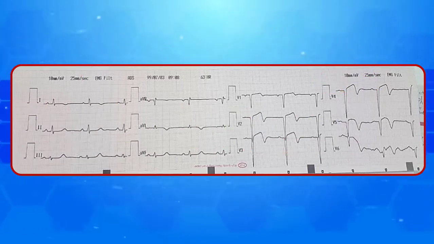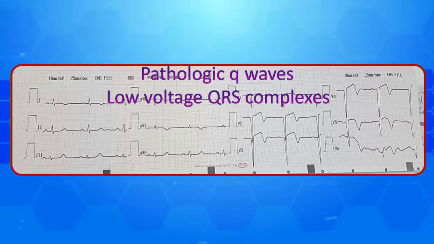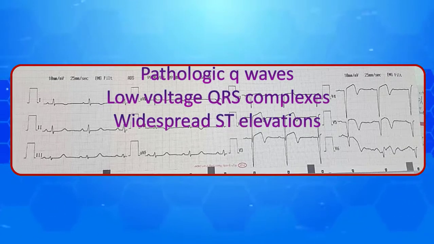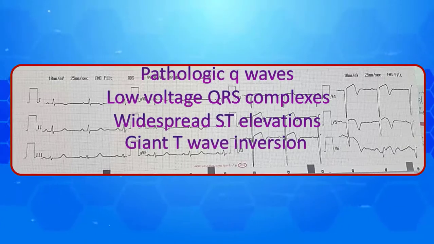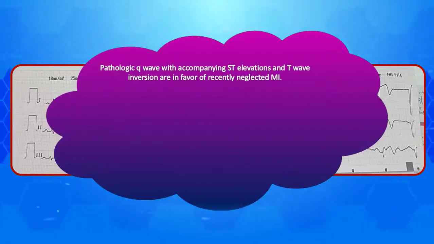To make a perfect interpretation, we are supposed to list the abnormal findings first. In this strip, the abnormal findings are negative concordance due to pathologic anterior Q waves, low voltage complexes in limb leads, widespread ST elevations with coexistent giant T wave inversion in precordial leads, and slightly prolonged QT interval. As we already said, pathologic Q waves with accompanying ST elevations and T wave inversion are very highly in favor of recently neglected MI.